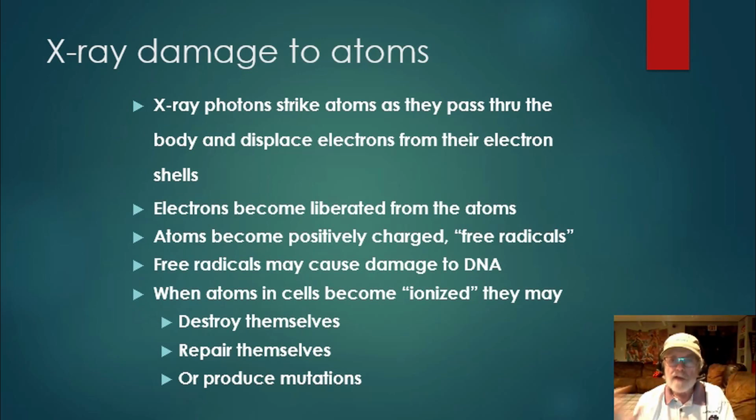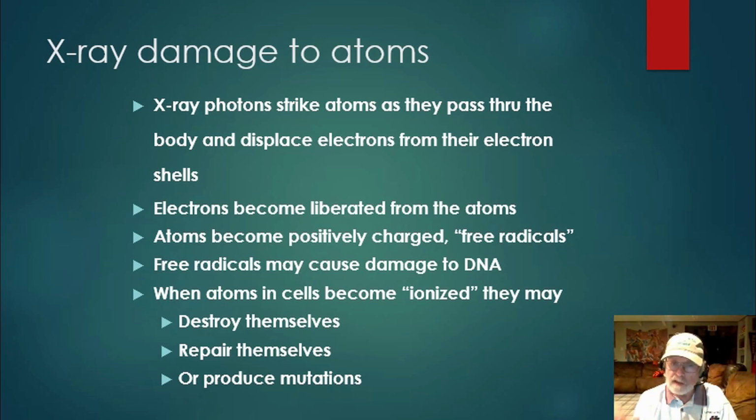Now they become positively ionized, and as a result the body does a couple of things to those ionized atoms. Number one, the atoms in the cell may be destroyed. They just may be eliminated. Or the cells may repair themselves. Or the cells may say, you know what, I can live with this, but I don't know what's going to happen down the road, and it creates mutations.